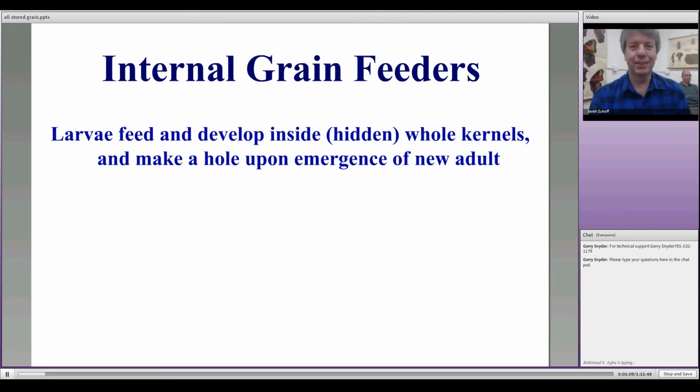Okay, the internal grain feeders. This is where the larva, the feeding stage, looks like a little worm, feeding inside the kernel of corn or wheat, whatever you might have. And then when they emerge, they usually undergo the pupal stage. When they emerge as a new adult, they make a pretty nice hole right through it. That's evidence of insect damage. You're not always going to see the perfect hole, but they emerge to the outside as a new adult.